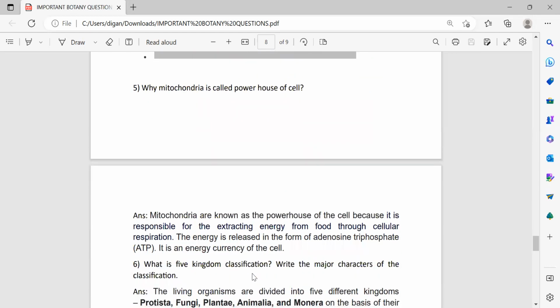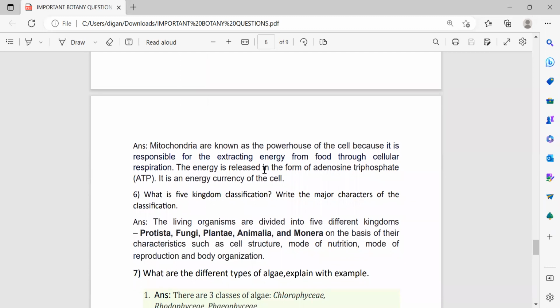Why is mitochondria called the powerhouse of the cell? Mitochondria are known as the powerhouse of the cell because it is responsible for extracting energy from food through cellular respiration. Means it produces energy through cellular respiration. The energy is released in the form of ATP, which is the energy currency of the cell. Means it is the energy producing organelle of the cell. That's why it is called the powerhouse of the cell.